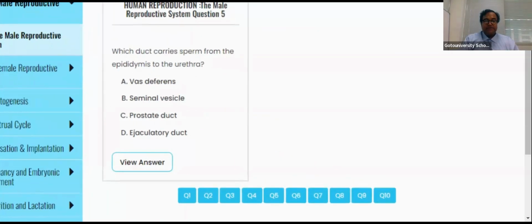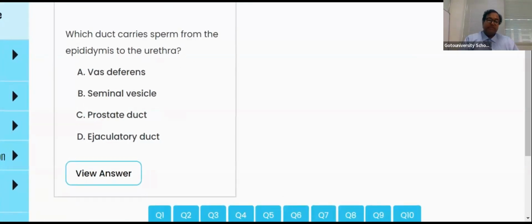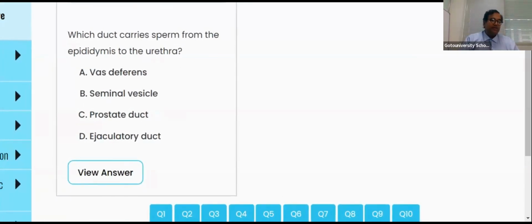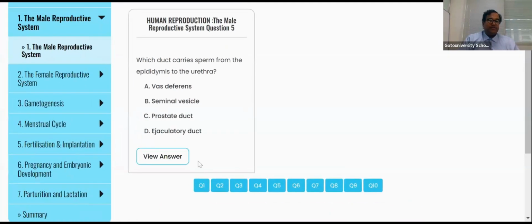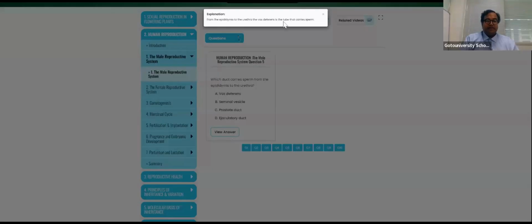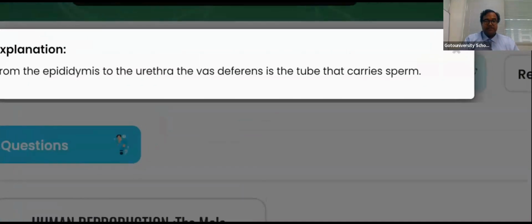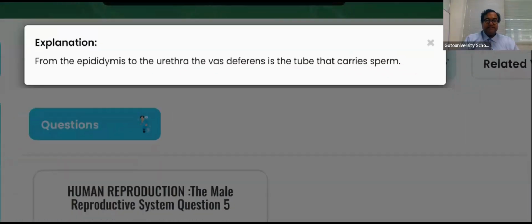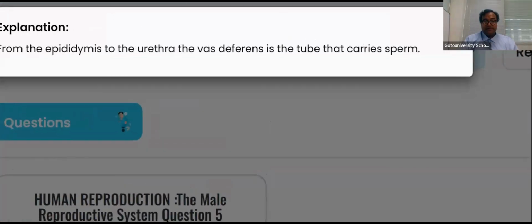Which duct carries sperms from the epididymis to the urethra? We all know very well the duct name is the ejaculatory duct. The ejaculatory duct is mainly responsible for carrying sperms from the epididymis to the urethra. Who is responsible? The vas deferens carries the sperms. Then the vas deferens becomes what? It continues from the epididymis, right?